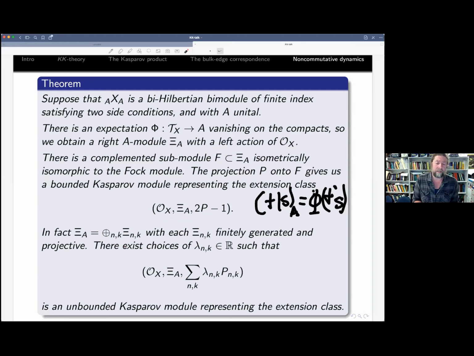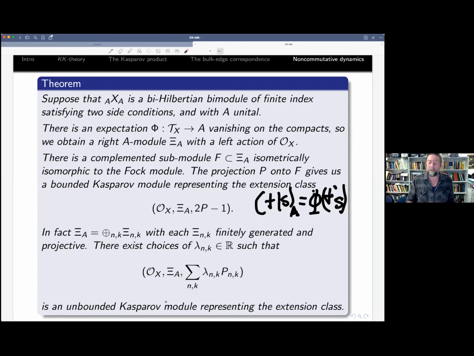To do better, you need the second side condition. And again, I'm just not going to go into it right now. The second side condition tells you that this module breaks up as a direct sum of finite projective modules. And you can find real numbers so that adding up those numbers times the projections onto the submodules defines an unbounded Kasparov module. So you have to have bounded commutators with the algebra, and this operator needs to have compact resolvent. And that works.